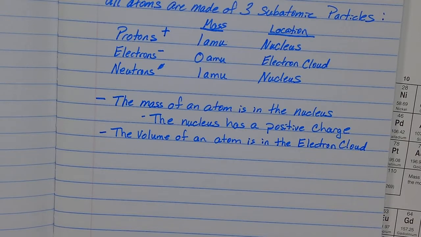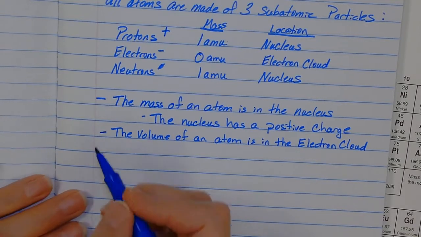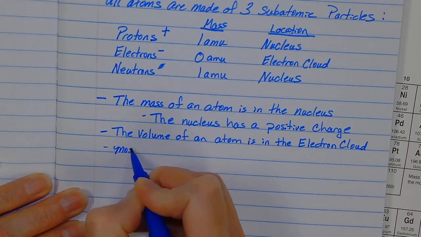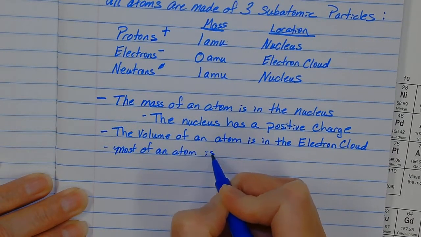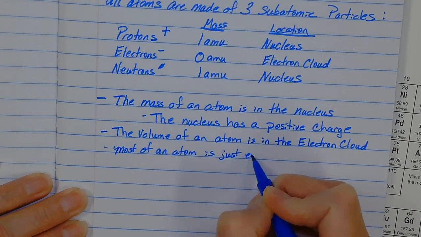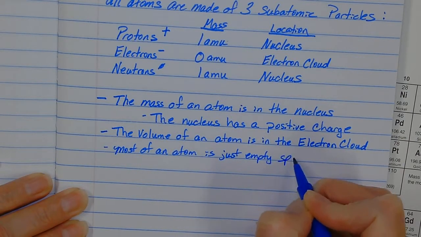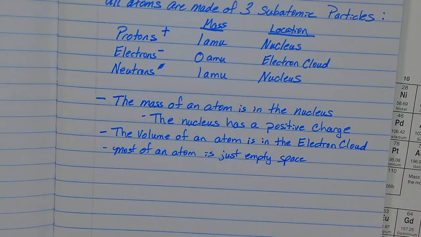That is the size of an atom, why it's really small, is very immense for its size, and it is mainly empty. Okay, so remember that most of an atom is just empty space. You have that central nucleus where the protons and neutrons are, and then you have that electron cloud, and it's pretty much empty out there.